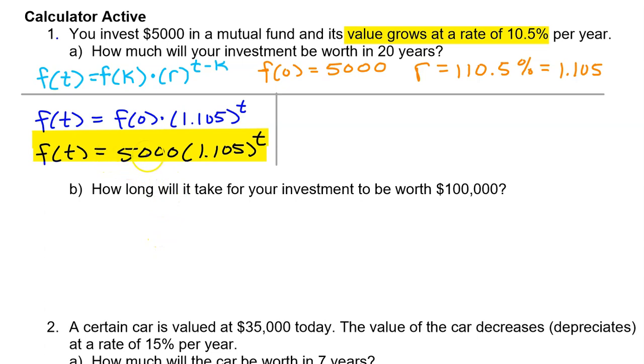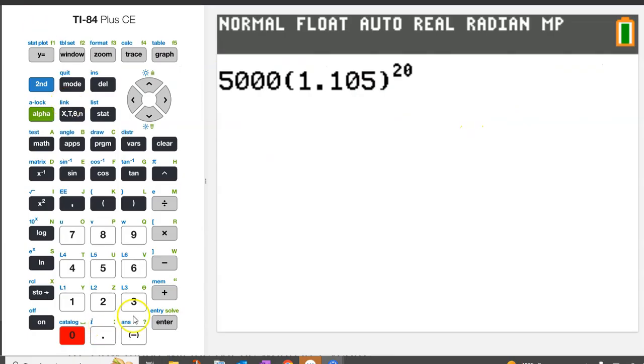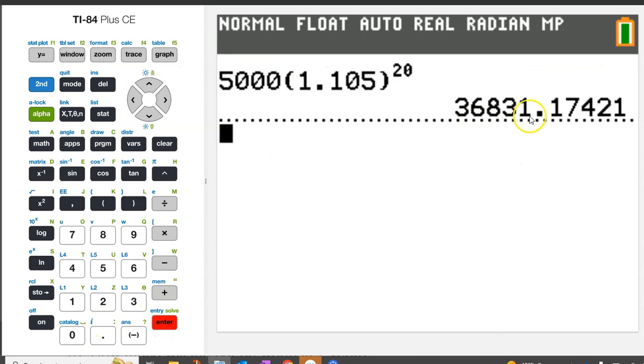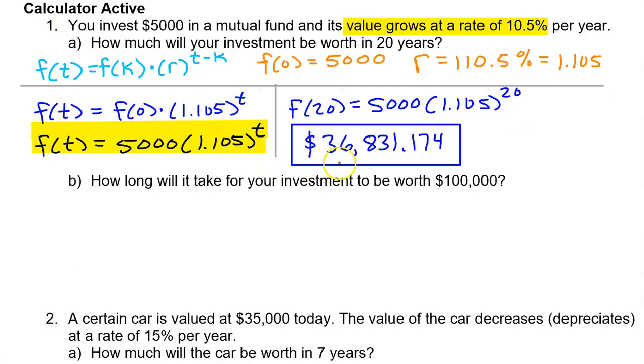Now we can use the model that we just created to find the value of the investment in 20 years. This will be f at 20, which will be 5,000 times 1.105 to the 20th power. Just put this in your calculator. There it is. In 20 years, the investment will be worth $36,831.174.